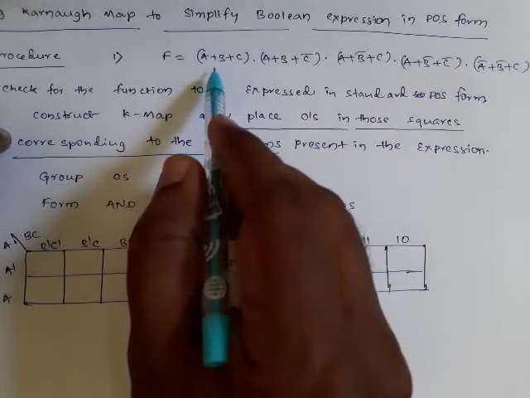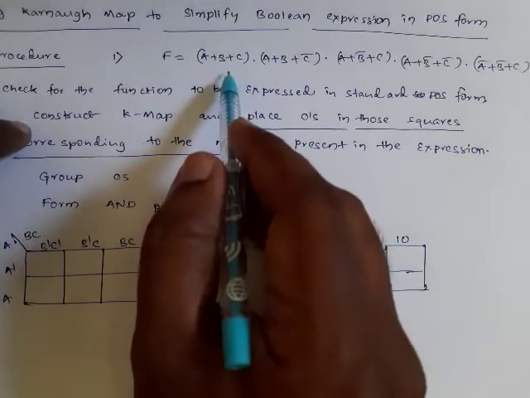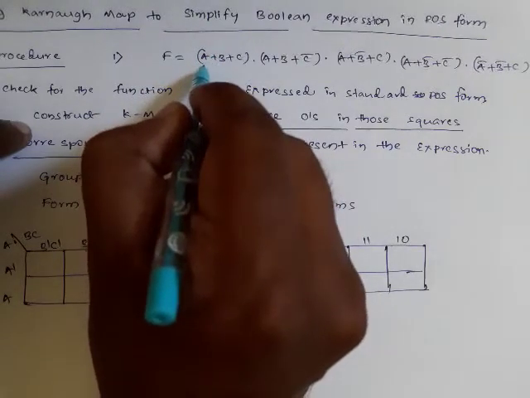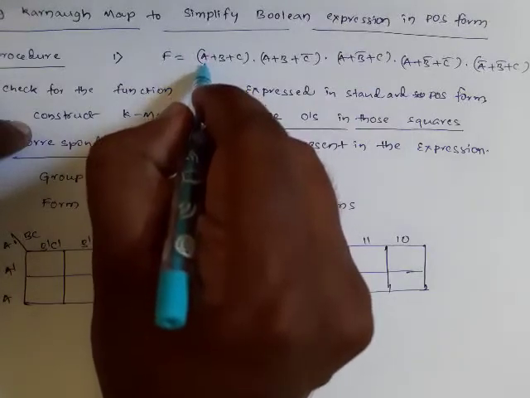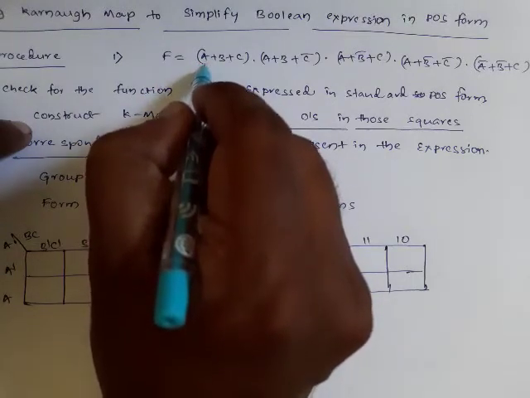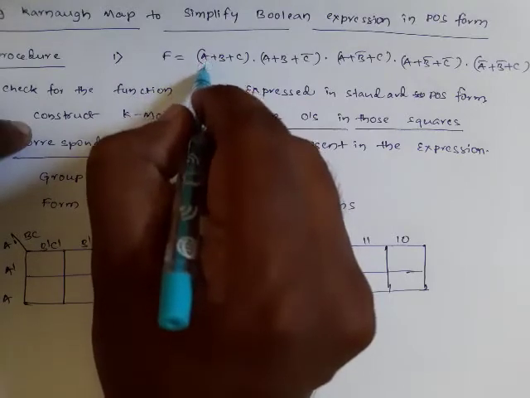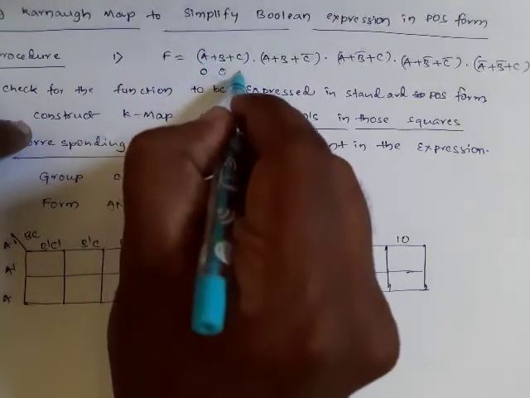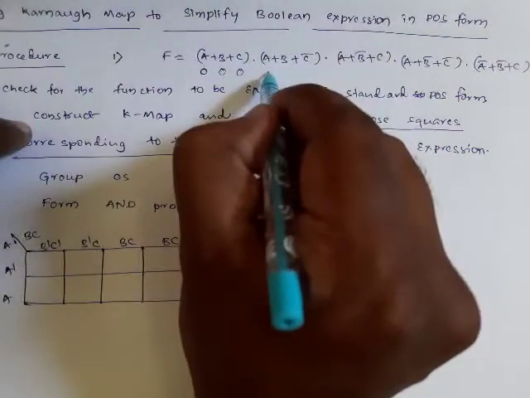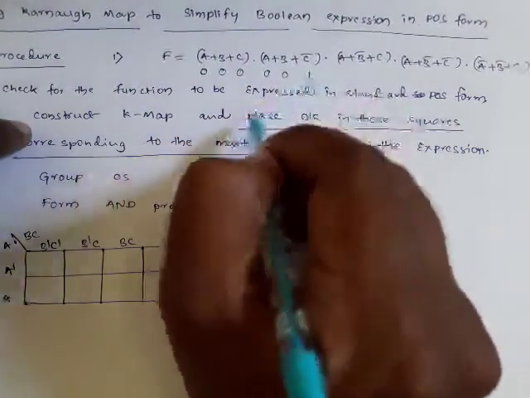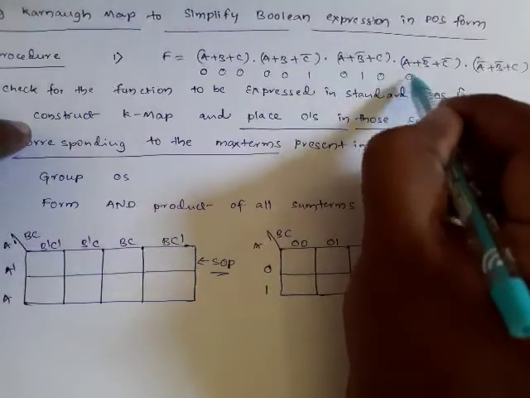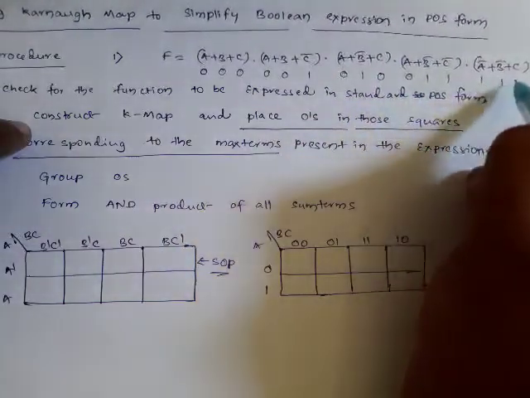It is A plus B plus C, and you can see that while we are writing max terms, the variable appears in its original form when its value is 0. So when the value of A is 0, it appears in its original form when we write max terms, that we already learned. So this value of A is 0, the value of B is 0, the value of C is 0 here, because all of them are in original form. Similarly, this one is 0 0 1, C is in complement form, and here it is 0 1 0, 0 1 1, this 1 1 0.